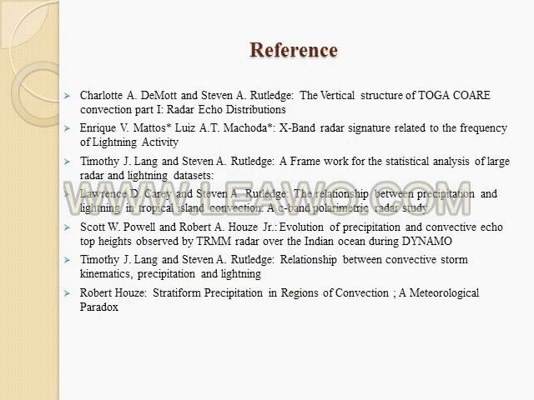And these are the references we have. We have referred to these papers to study atmospheric convections.